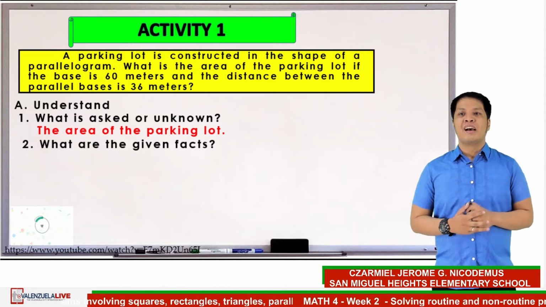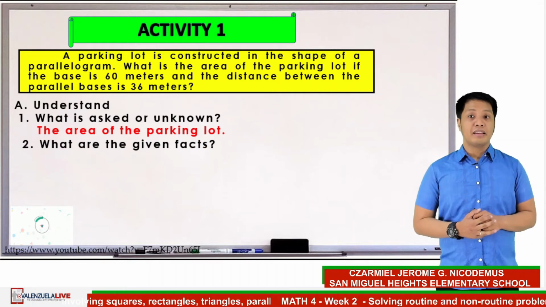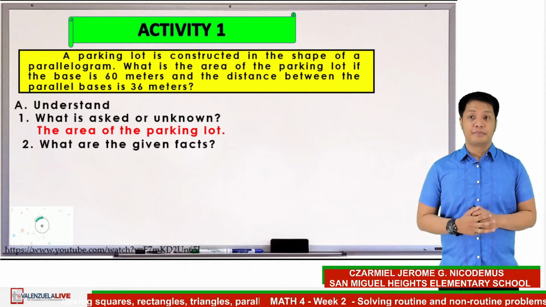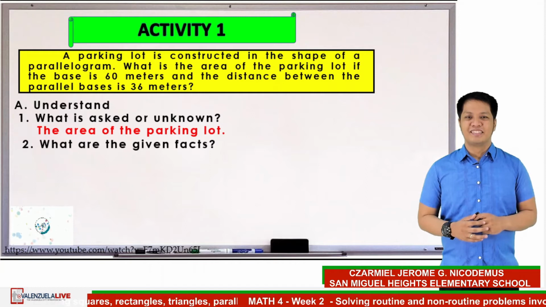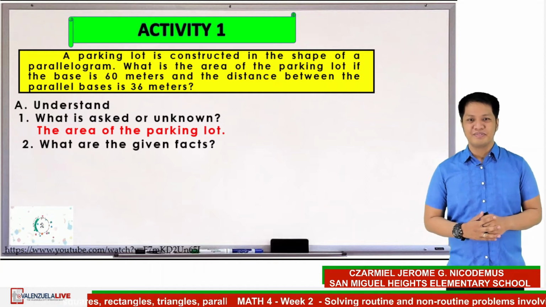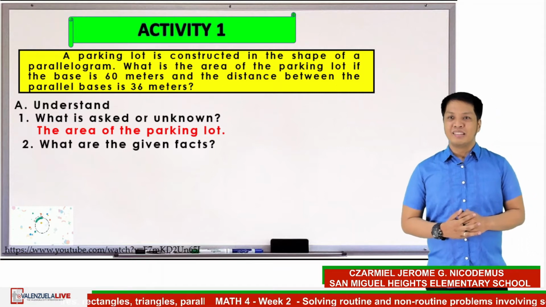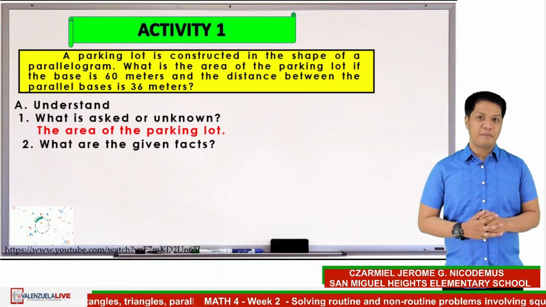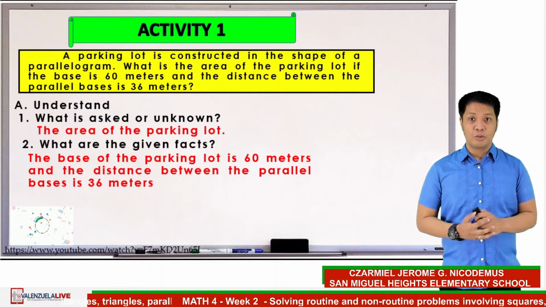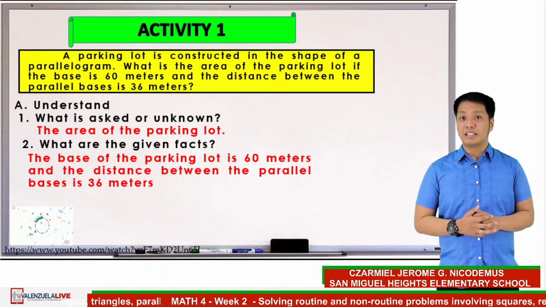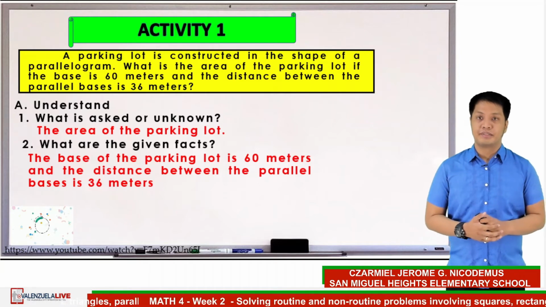Next, I will be giving you another 5 seconds to find the given facts in this problem. Your 5 seconds starts now. The given facts in this problem are the base of the parking lot, which is 60 meters, and the distance between the parallel bases, which is 36 meters.